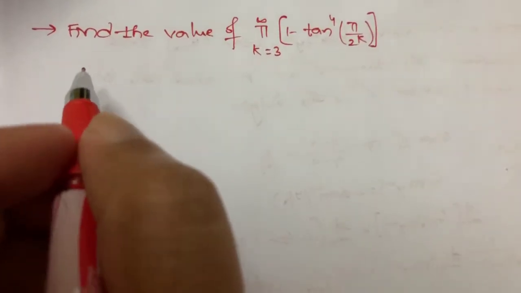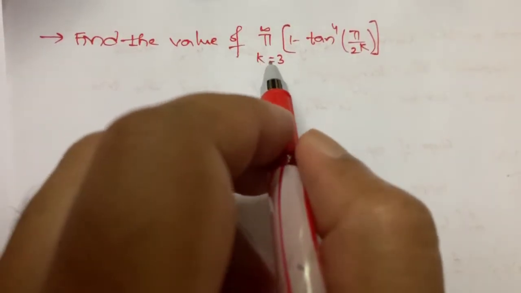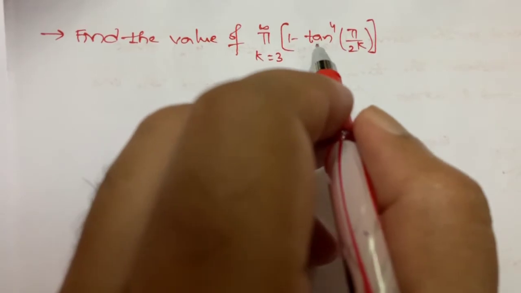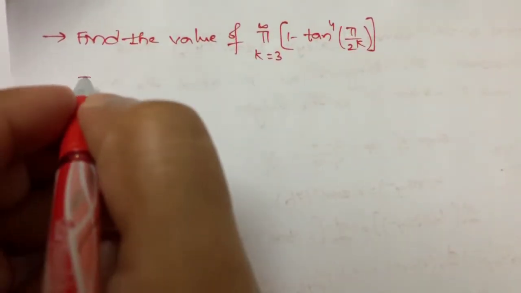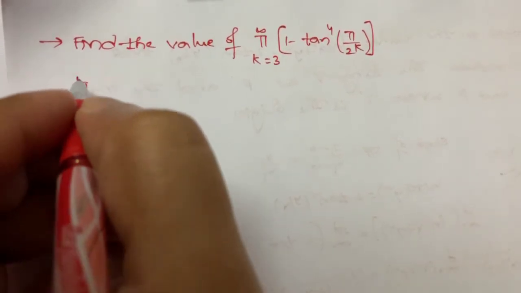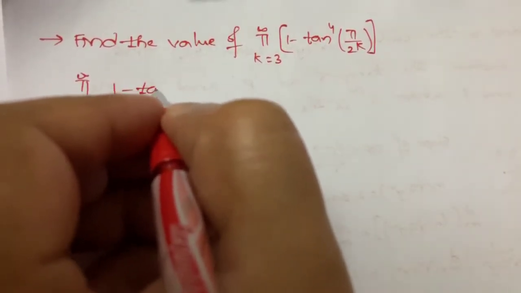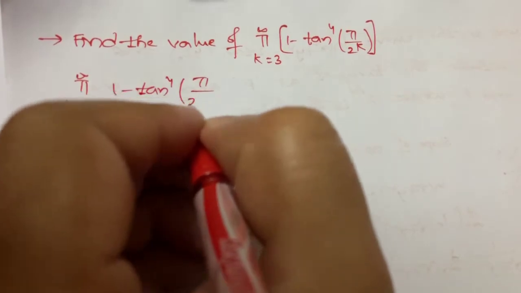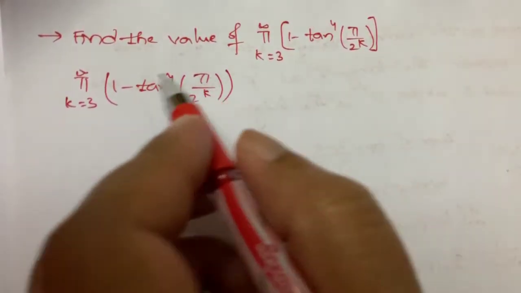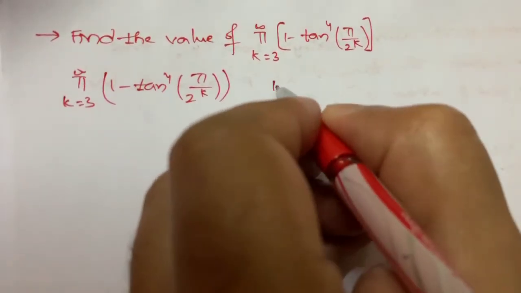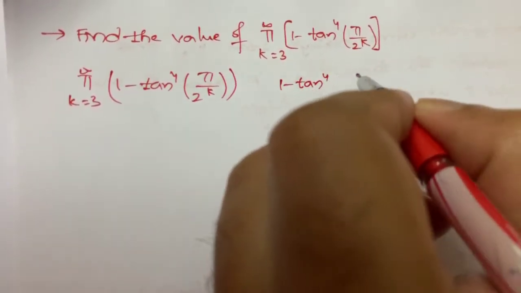Let's look at this problem. Find the value of the product from k equal to 3 to infinity of 1 minus tan^4(π/2^k). So, the product from k equal to 3 to infinity of (1 − tan^4(π/2^k)). Okay, first we'll simplify the part inside the brackets, 1 minus tan^4(π/2^k).